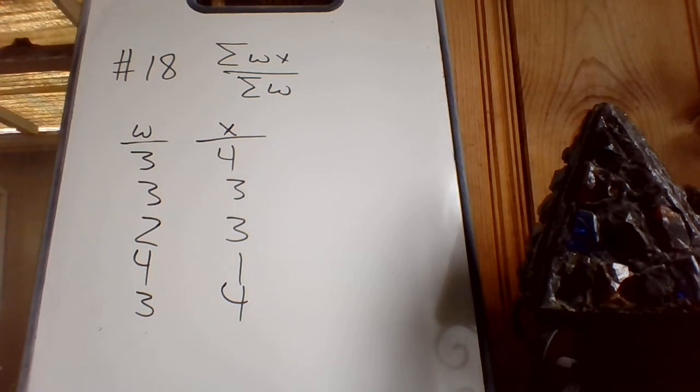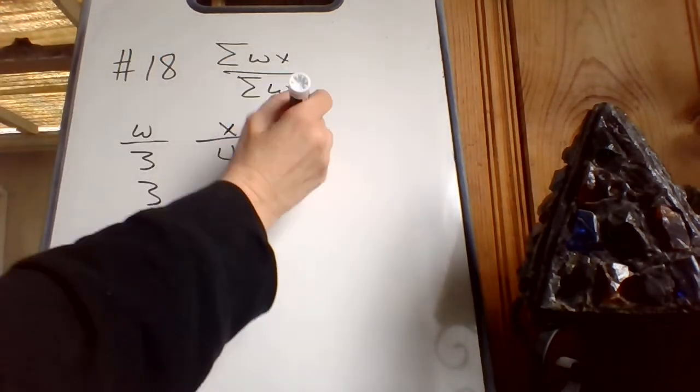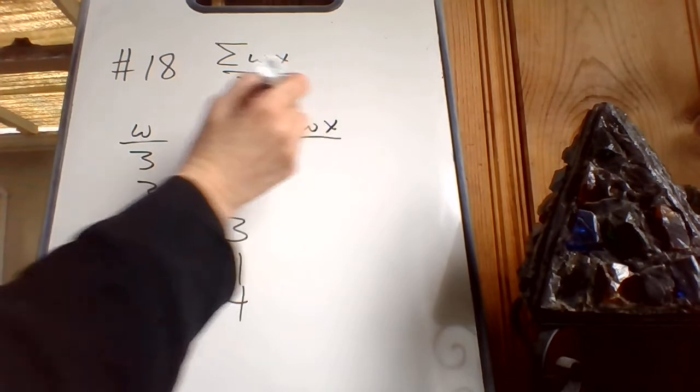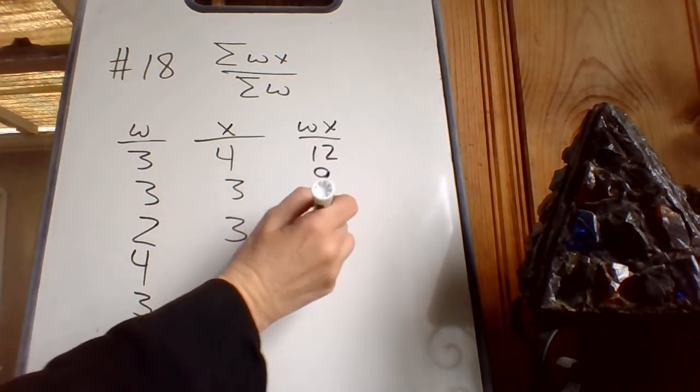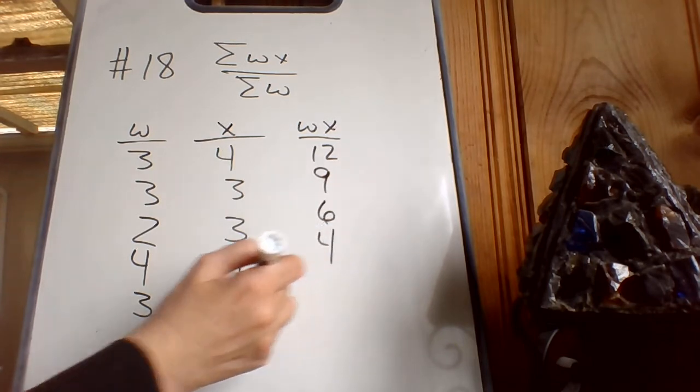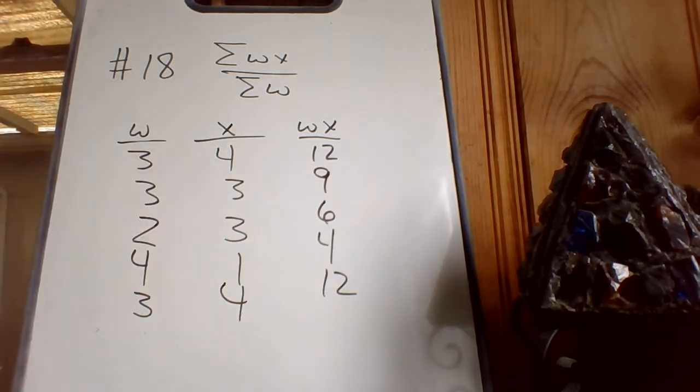Now you try and follow the formula. First of all, this is something about WX. WX would be to multiply them together. 3 times 4 is 12. 3 times 3 is 9. 2 times 3 is 6. 4 times 1 is 4. And 3 times 4 is 12. Okay, and then it says this sigma again. So add up all of those. All right, so 12 plus 9 plus 6 plus 4 plus 12 is 43.